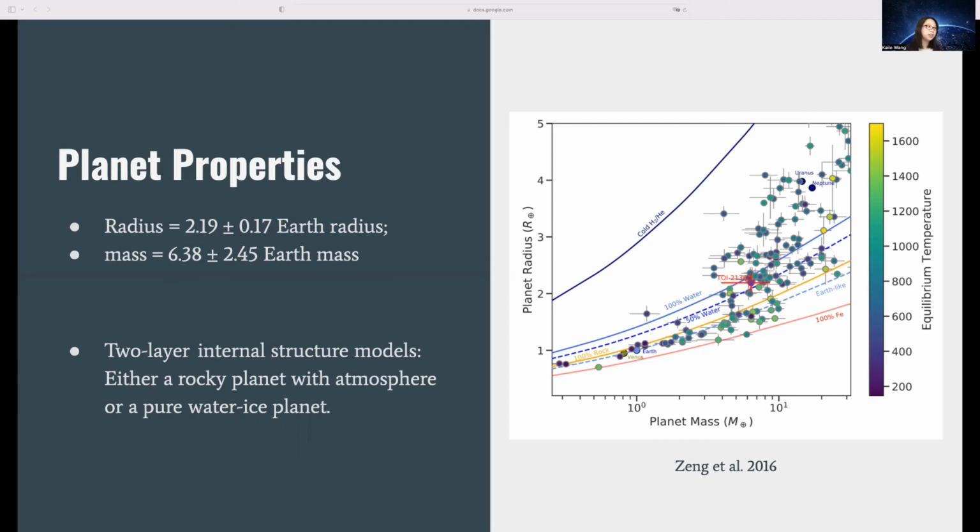And to further study the composition of the planet, we compare it to a two-layer internal structure model presented on the right-hand side. As we can see here from the location of the planet, it lies between the 100% water and the 50% water line, and it is much closer to the 100% rock line compared to the cold helium or hydrogen line. So basically, we could infer that the planet is either a rocky planet with atmosphere or a pure water ice planet.